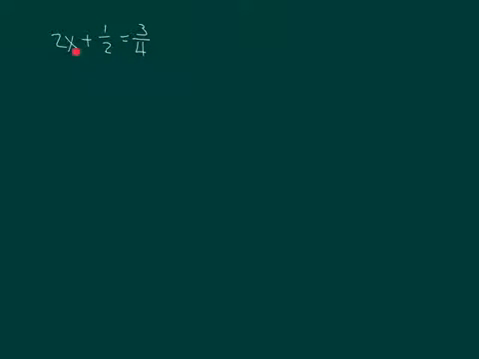So the common denominator for this whole thing is the smallest number that my two denominators will divide evenly into. Well, 4 goes into itself once, 2 goes into 4 twice. Another common denominator could be 8 because 4 goes into 8 twice and 2 goes into it 4 times, but it's not the smallest one. 4 is the smallest one.